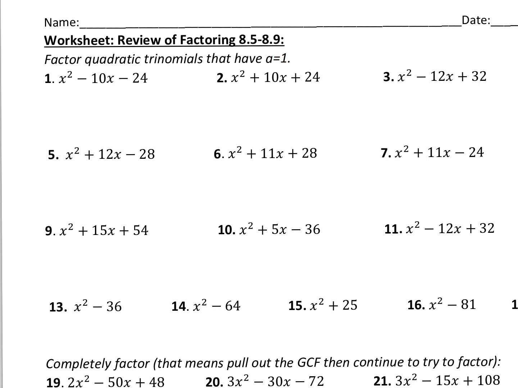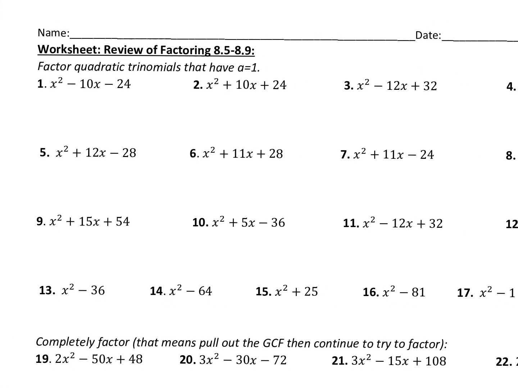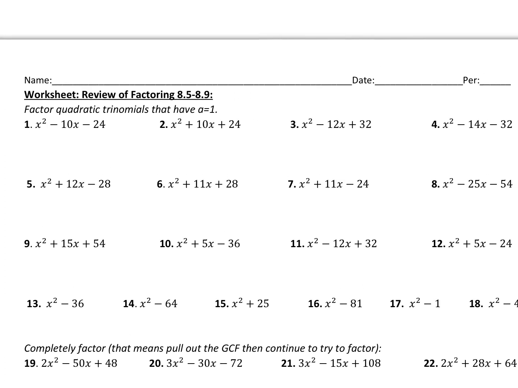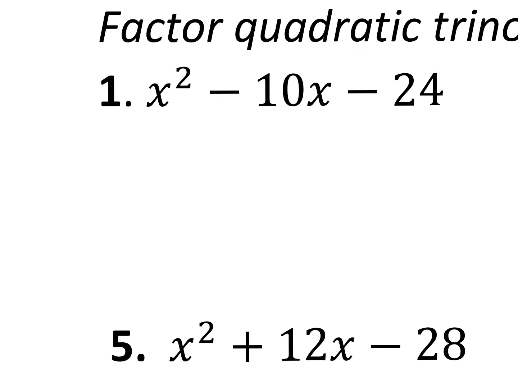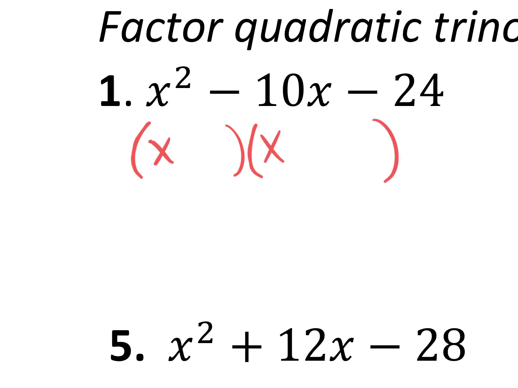We learned how to pull out a GCF first, but if you look, all of these in this section have an a value of 1, right? ax squared plus bx plus c. The a value is 1 right here, and 1 right there. None of these have an actual number in front of the first term. They're all just x squared. So since all of these have an a value of 1, you jump right into this factored form format: parenthesis, parenthesis, parenthesis, parenthesis, x, x. Everybody should do that right now in number 1.